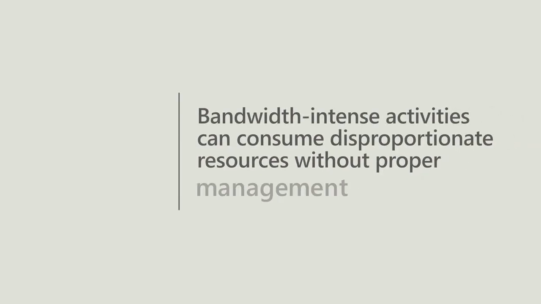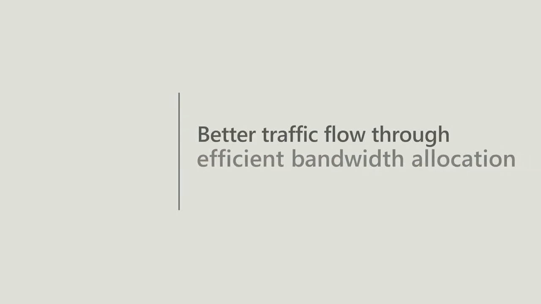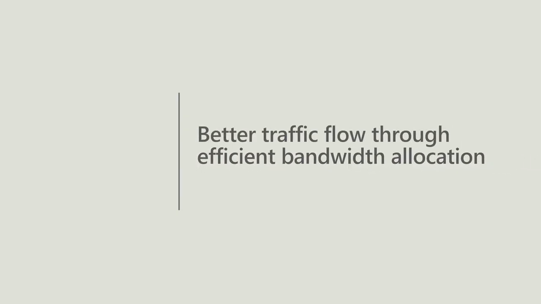First, every Wi-Fi router has a limit on the bandwidth it can provide and the number of devices that can connect to it. Without proper traffic management, bandwidth-intensive activities like video streaming and online gaming can consume disproportionate resources, leaving other applications starved for bandwidth. Network segmentation allows you to prioritize and allocate bandwidth more efficiently by separating different types of traffic onto dedicated subnetworks, ensuring that high-priority applications receive the necessary bandwidth they require.